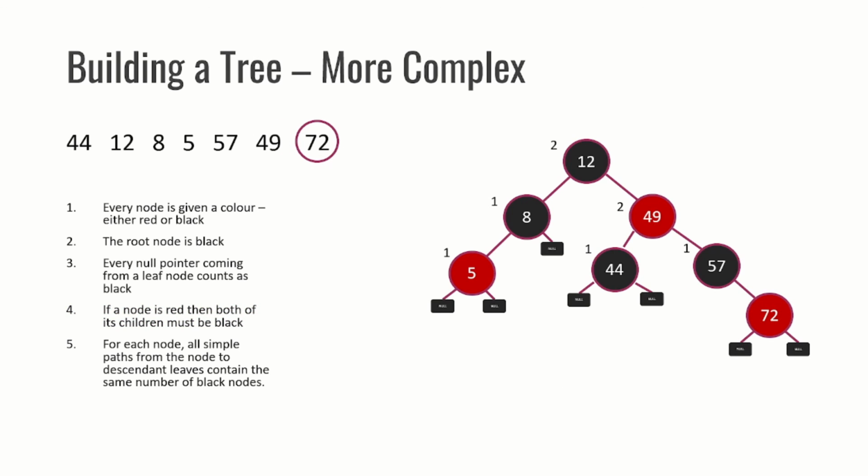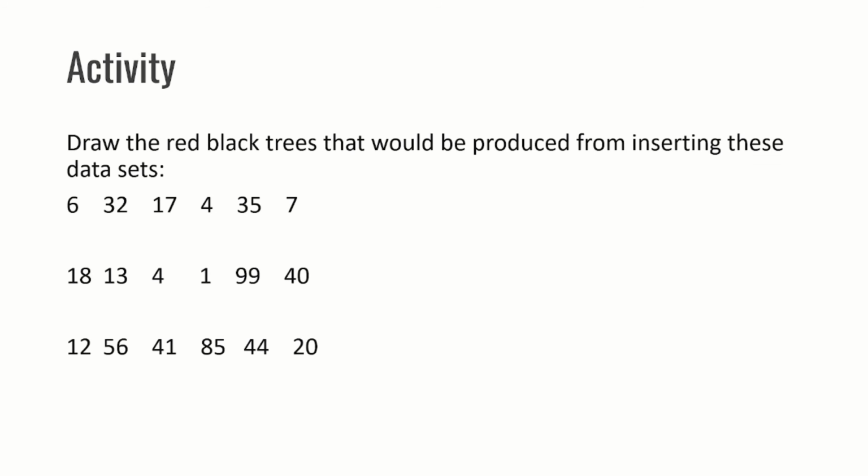Last one is number 72. Easy one to finish. There's no violations there. So, activity for you, the 3 sets of data there. Draw the red-black trees that will be produced from inserting these data sets. Pause the video, have a go with that, and the answers are coming up in a sec.